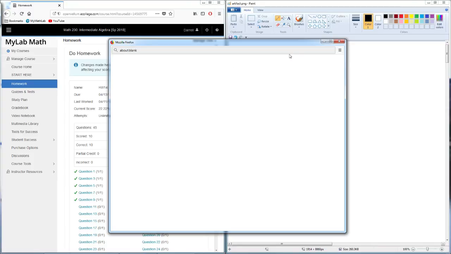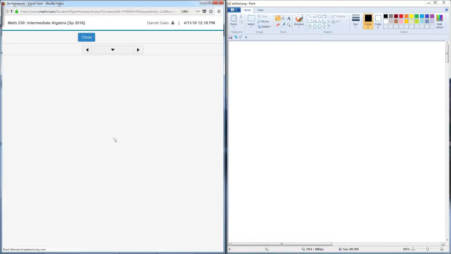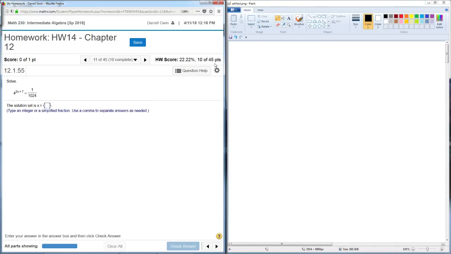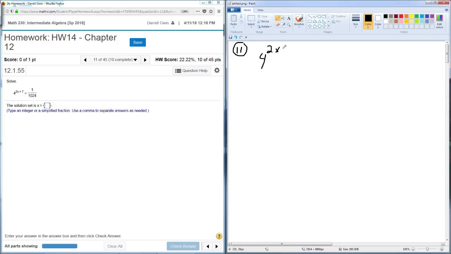Starting with number 11. 4 to the power of 2x plus 7 is equal to 1 over 1024. Now, 4 can be prime factorized in 2s, and 1024 could also, but let's see if I can get a bunch of 4s out of 1024. So what times what is 1024? It's probably going to be a bunch of 4s, base 4.